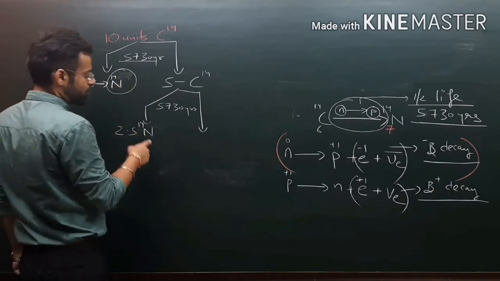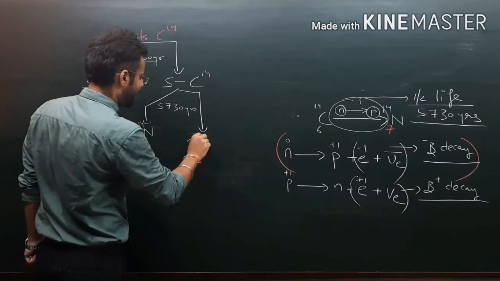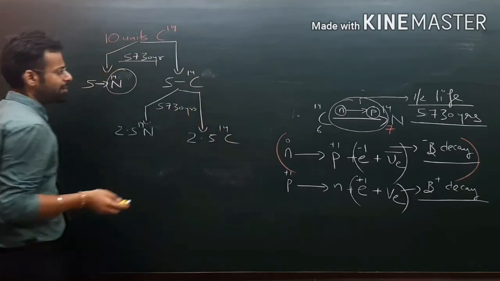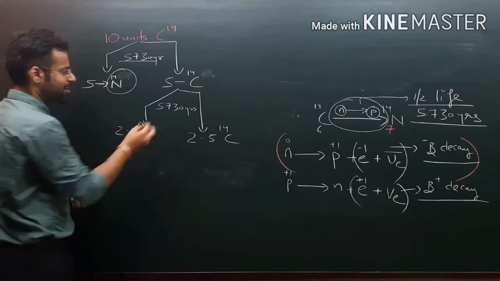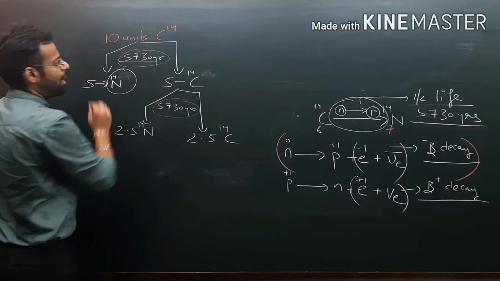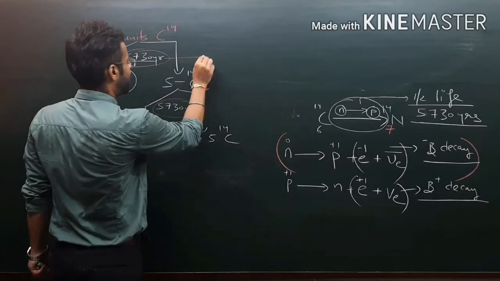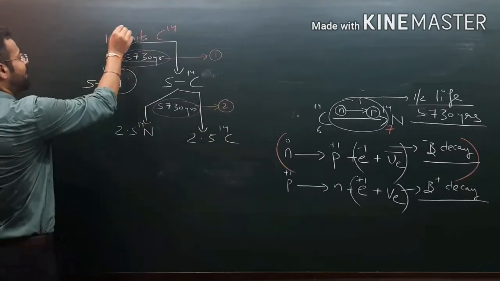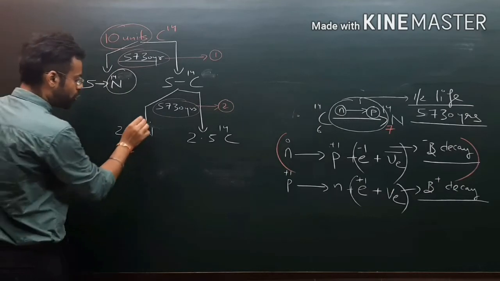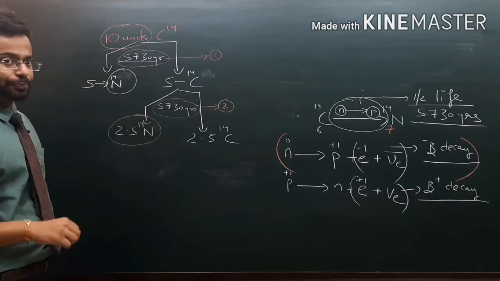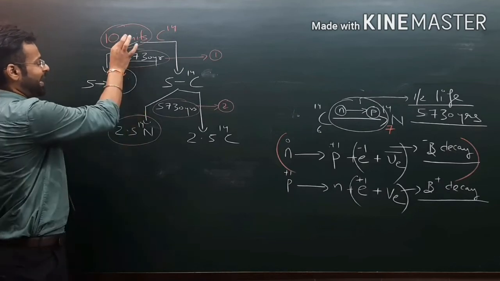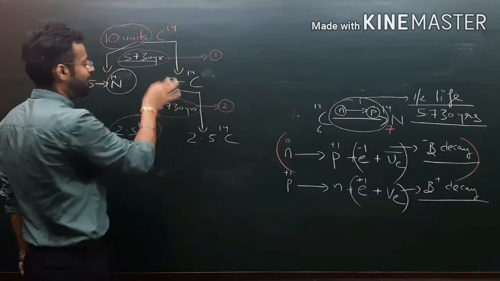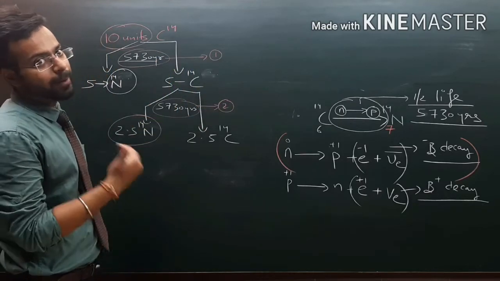Here, it becomes nitrogen 14 and the remaining 2.5 is still there as carbon 14. So the concept is that every 5730 years it becomes half. How many half times are used? 1 and 2. So after 2 half times, from 10 units we are left with 2.5 units. So 10 has decayed to 2.5 in 2 half times, 2 half-lives of decay.